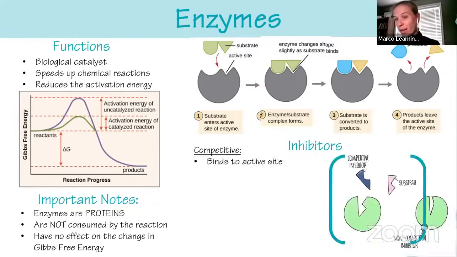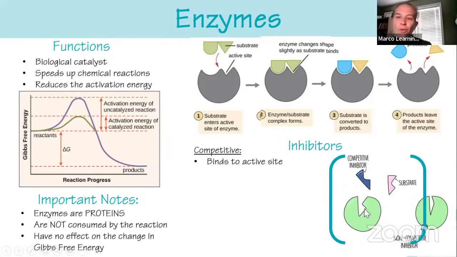You can have competitive inhibitors, which are going to bind to the exact same active site. As you notice here, our competitive inhibitor is going to have the exact same shape as our substrate. So those two are going to bind to that active site, which means that they're now competing for that site, which is why we see competitive inhibition.